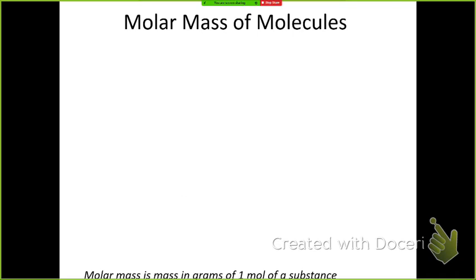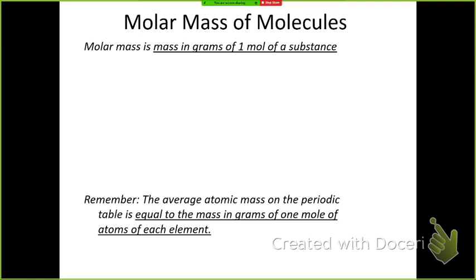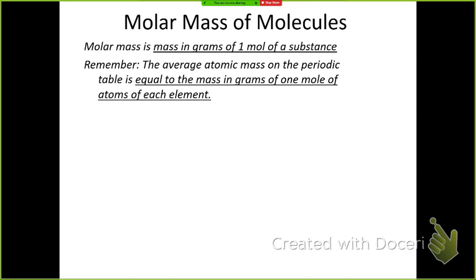So what if I want to find the molar mass of any molecule? Remember, the molar mass is the mass in grams of 1 mole of a substance. And the average atomic mass on the periodic table is equal to the mass in grams of 1 mole of atoms of each element. So you need a periodic table to do these problems, and it's also helpful to have a calculator. And so here are the steps to calculate the molar mass of a molecule.